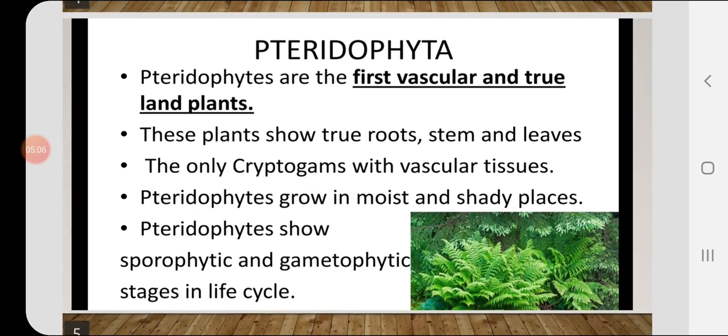So here pteridophytes are known as the first vascular and true land plants. They show true root, true stem, true leaves. They are the only cryptogams with vascular tissues, that means xylem and phloem. They grow in moist and shady places. Pteridophytes show sporophytic and gametophytic stages in their life cycle. We are going to study in detail about sporophytic and gametophytic stages.